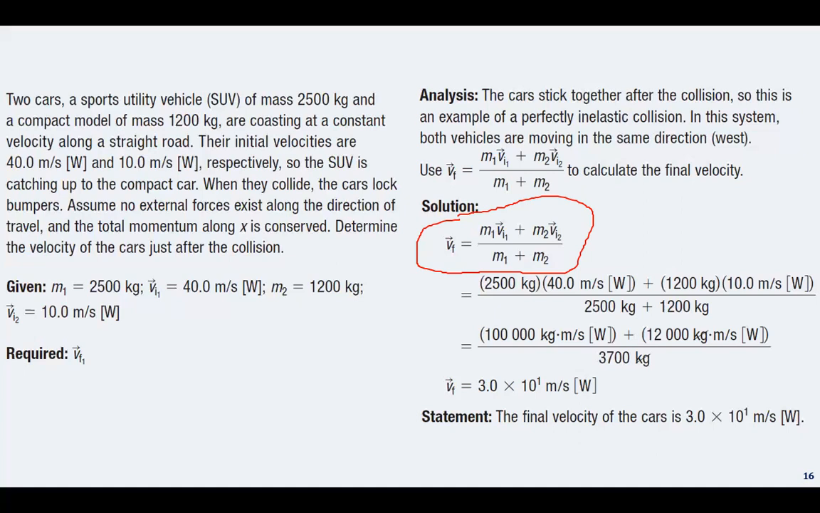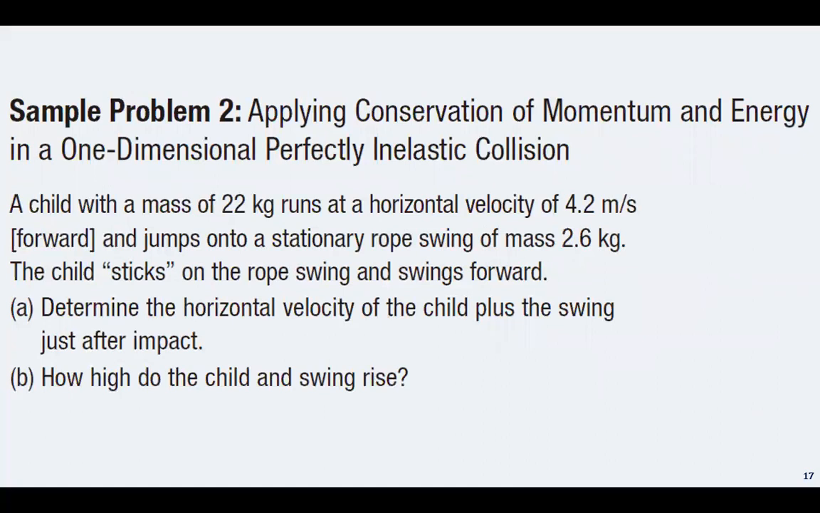Any questions? No? Okay, let's have a look at another sample problem here. A child with a mass of 22 kilograms runs at a horizontal velocity of 4.2 meters per second forward and jumps onto a stationary rope swing of mass 2.6 kilograms. The child sticks on the rope swing and swings forward. A, determine the horizontal velocity of the child plus the swing just after the impact. B, how high do the child and swing rise?